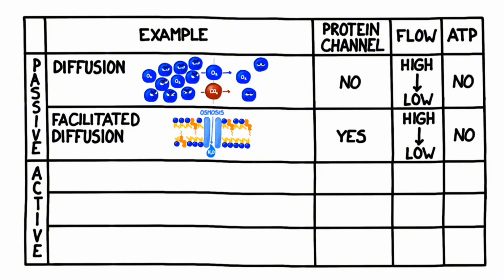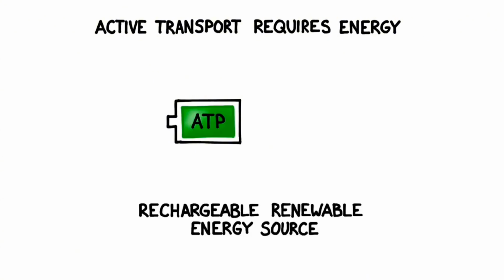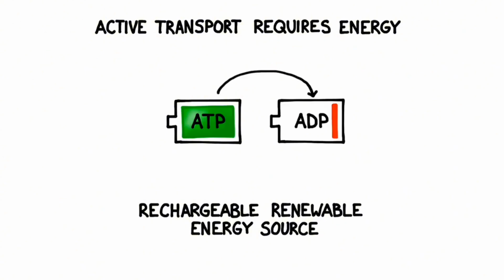Next, we're going to move into the realm of active transport. Active transport requires the input of energy, usually in the form of ATP. Remember that ATP, or adenosine triphosphate, is a rechargeable, renewable source of cellular energy, almost like a battery. It stores energy in its bonds, and that energy is released when the bonds are broken. The ATP is reduced to lower energy ADP.